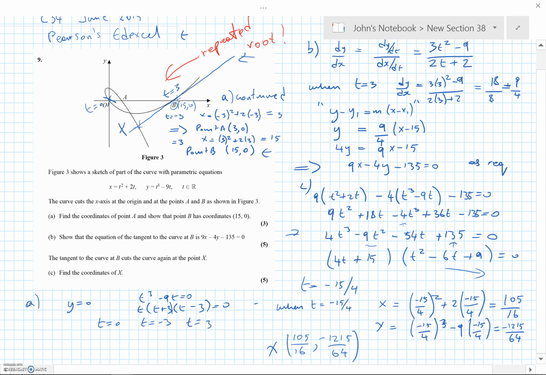Okay, watch out for that repeated root thing. I've seen it before in certain questions, and it makes the question much easier if you spot the fact that t minus 3 is a root, at least one of them. But actually, if you spot that both of them are because of the repeated root, it makes the factorisation nice and easy. Okay, that's it.